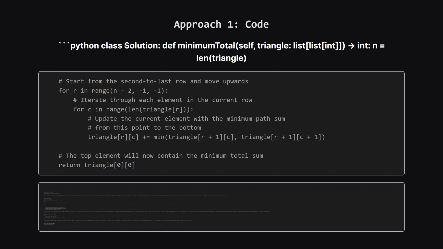And here's the magic line. triangle[r][c] plus equals the minimum of triangle[r+1][c] and triangle[r+1][c+1]. This is where we update our current number. We take the current number, and we add to it the smaller of its two children's values from the row directly below. Remember, those children's values have already been updated to represent their minimum paths to the bottom. After both loops finish, the very top element of our triangle, triangle[0][0], will hold the total minimum path sum from top to bottom. We just return that.